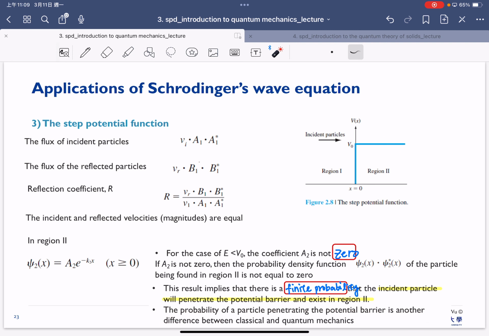So as I say, classical physics definitely cannot predict that there's a particle existing in this region, but quantum mechanics tells us that there's a chance that the particle can exist in region 2 here. So what does this imply?